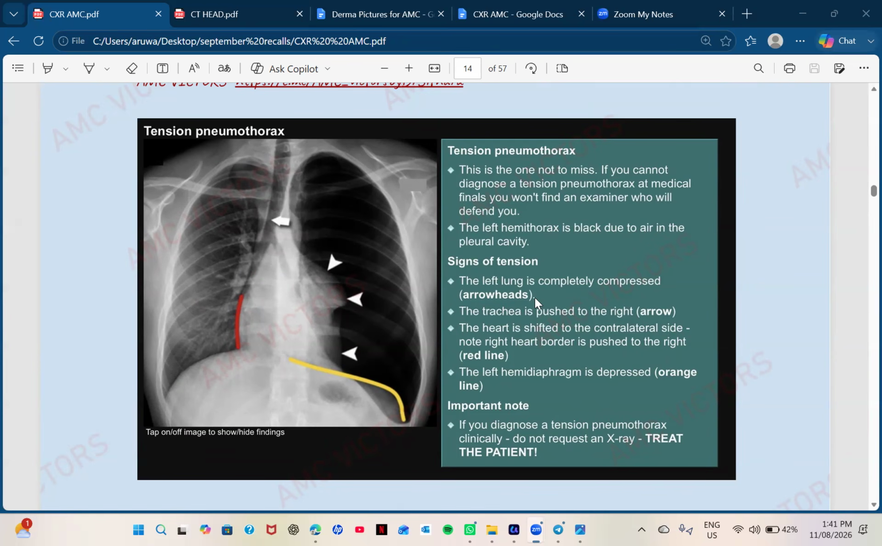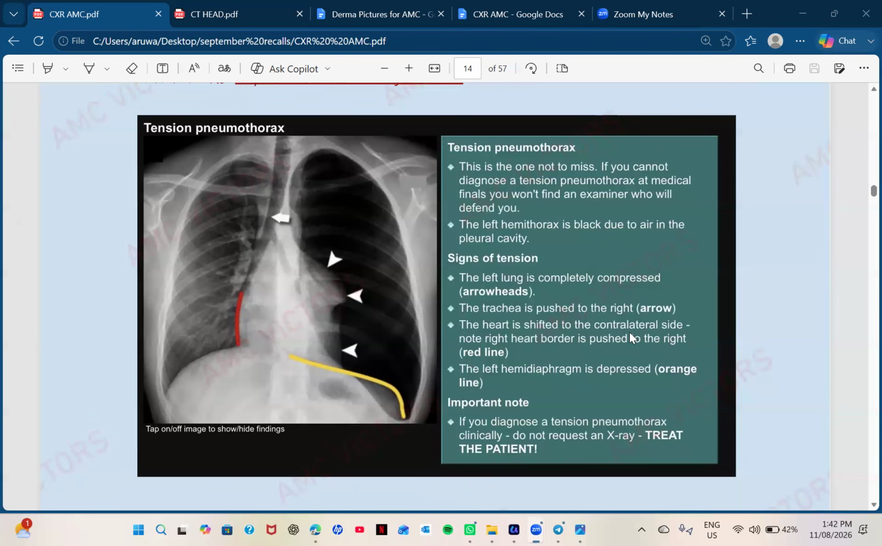Okay, sorry. Here what you can see: the signs of tension. The left lung is completely compressed. The arrowhead, right? Can you see? The lung is fully compressed here, right, doctors? Then the trachea is pushed to the right. Can you see the trachea is pushed away from the pneumothorax, right? Why? Because the tension is high here, right? The force is high here. Because of that, the trachea is going away, right?